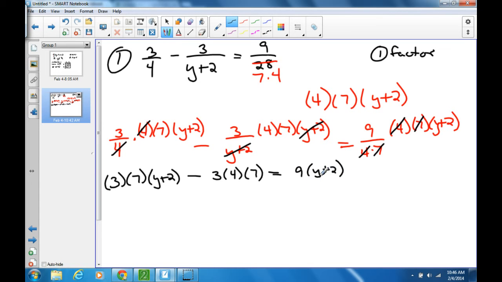Okay, so now, let's simplify all this out. What's 3 times 7? 21. So I'm going to change that to a 21, and I'm going to multiply that through this binomial. What do I have? 42. Good. What is 3 times 4 times 7? Which is 84. Good. And then the next one, 9y plus 18.